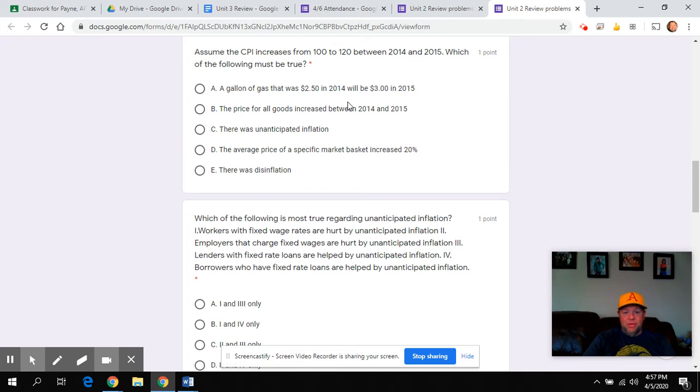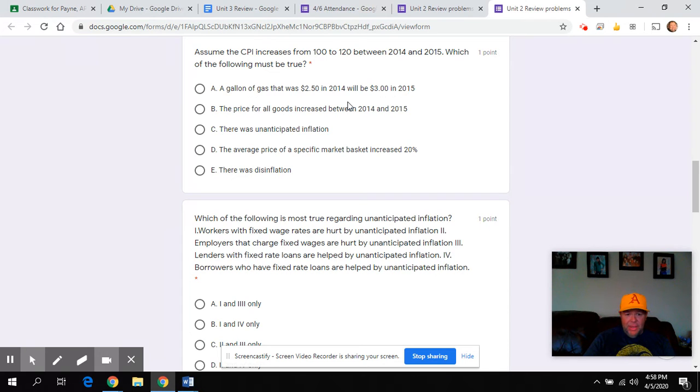Assume CPI increases from 100 to 120 between 2004 and 2015. Which of the following must be true? And it's D. The average price of the specific market basket increased 20%. Remember how you calculate inflation: new minus old divided by old. So if CPI is 120 minus 100 over 100, I have a CPI of 20 over 100, which means I had 20% inflation. So that's what it's showing. That's what it's telling me.